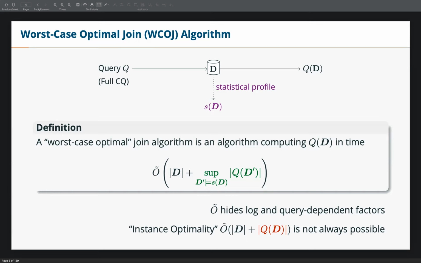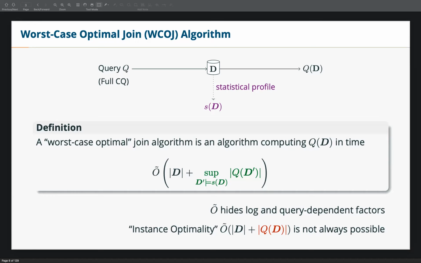For example, you can argue that probably the best thing to do is actually instance optimality: the input size plus the output size. Here we're not maximizing over the worst case instance. Given the database, the best possible thing that you can hope for is just D plus Q of D. You process the input and answer it in linear time. Now, it turns out this is not always possible, and there are proofs of this fact. So something has got to give, and the current notion of optimality is what we have for now.